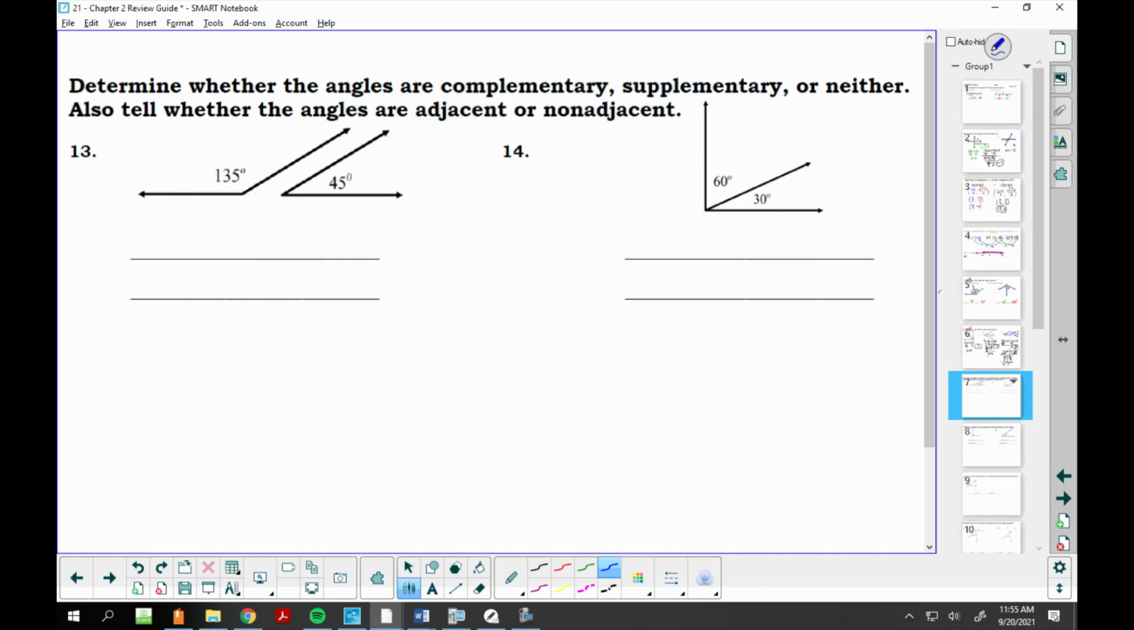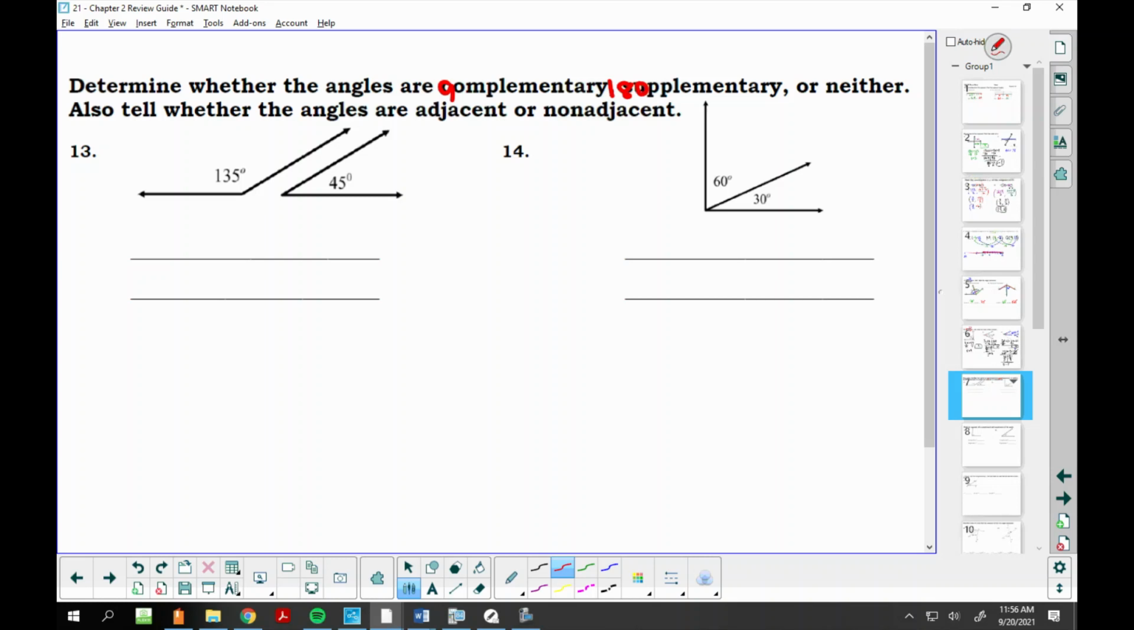All right, complementary. How many degrees do complementary angles add up to? 90. Good. You can turn the C into a 9. How about supplementary? 180. Yep, you can turn the S into an 8. 180. And neither would be if they don't add up to 90 or 180. Adjacent means they share a common vertex and a common side.